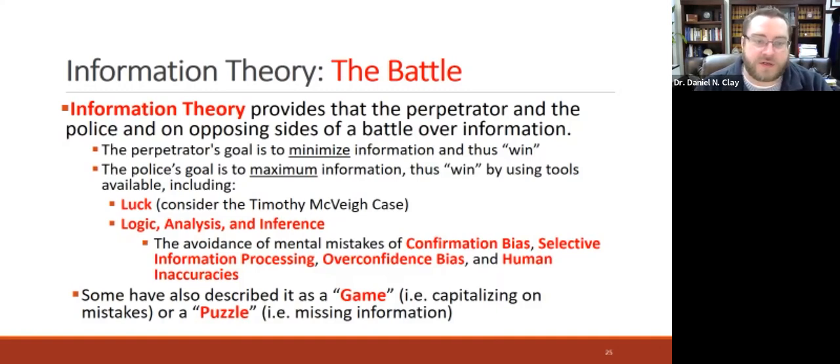Now, police have a few, this is true of perpetrators as well. Police try to win by using a variety of tools. And again, this is true for perpetrators for the most part as well. One tool that police have that we don't really like to talk about, and this is true for perpetrators as well, but one that's kind of a tool but not really within anybody's purview is luck, right?